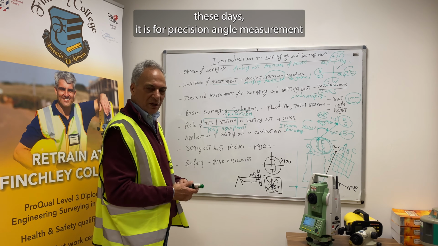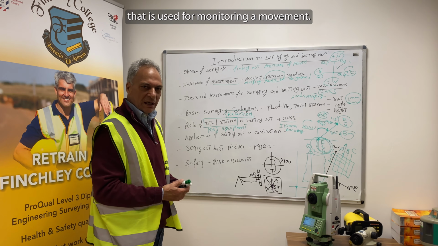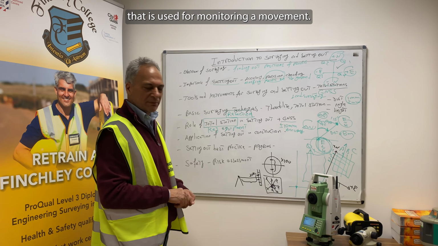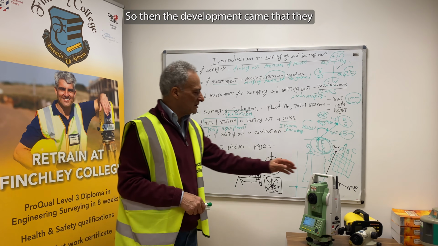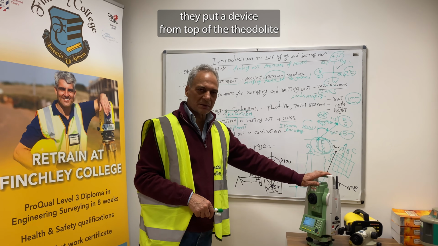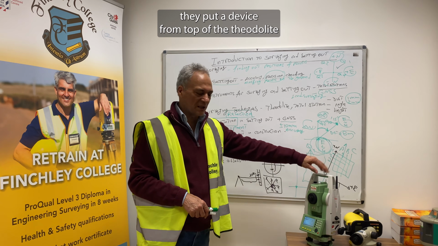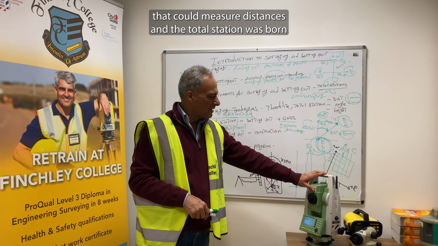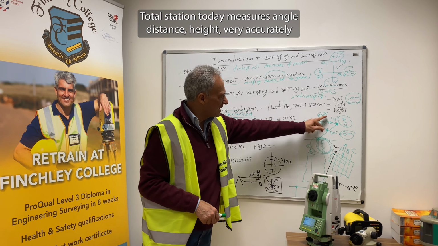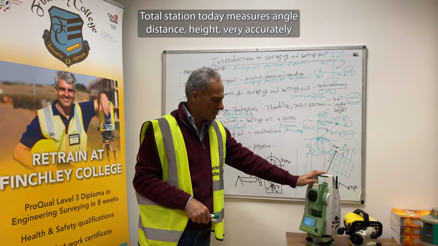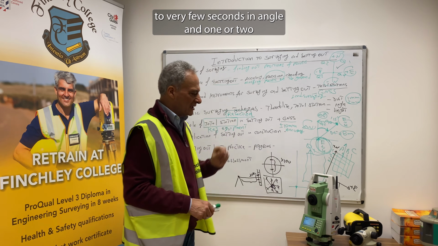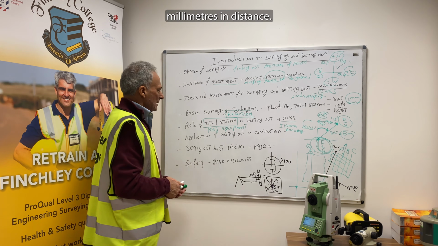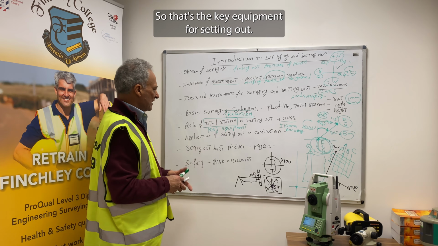Theodolite is not used very often these days. It's for precision angle measurement. It's used for movement monitoring. Then the development came that they put a device on top so the theodolite could measure distances, and the total station was born. Total station today measures angle, distance, and height very accurately, to a few seconds in angle and 1 or 2 millimeters in distance. So that's the key equipment for setting out.